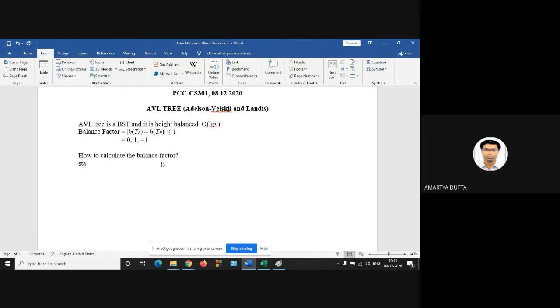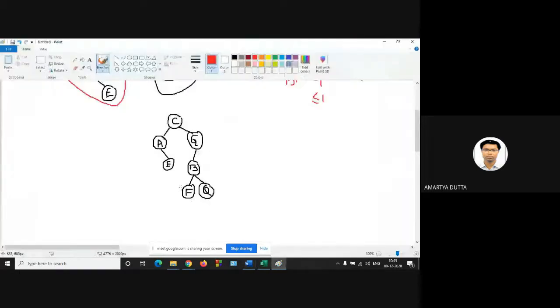So start from the leaf node and calculate in upward direction. Okay. Now F is the leaf node. So how many children are there for F? Zero. So balance factor of F is 0.